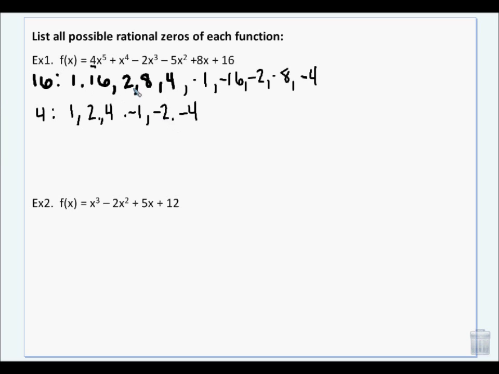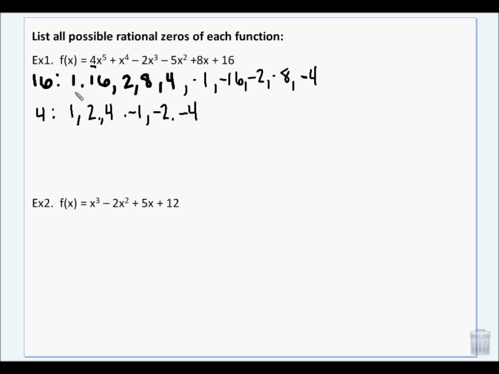So then what I do is I take all of my factors of 16 individually and divide them by all of my factors of 4. Now sometimes it doesn't make any difference, like 16 divided by 2 is just 8, and 8 divided by 2 is 4, and 2 divided by 2 is 1. So in this particular instance, everything will divide by each other. Does that make sense?